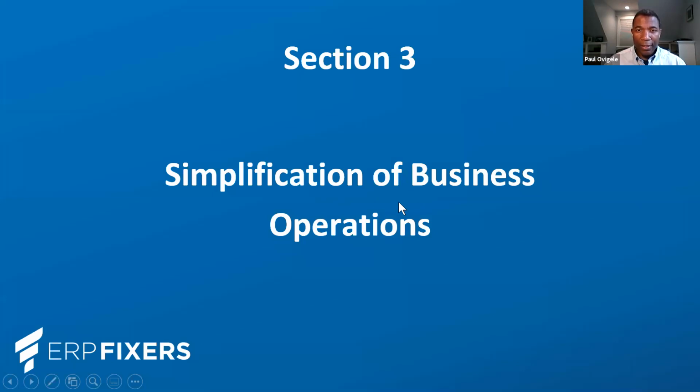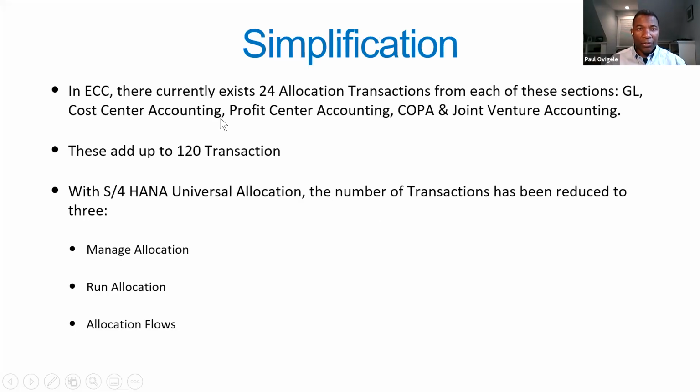Let's talk about simplification of business operations. In ECC, currently there are 24 allocation transactions from sections like general ledger accounting, cost center accounting, profit center accounting, COPA, joint venture accounting. Each of these different modules has its own suite of allocation transactions.